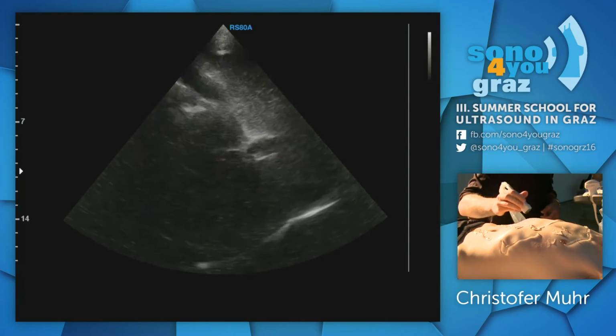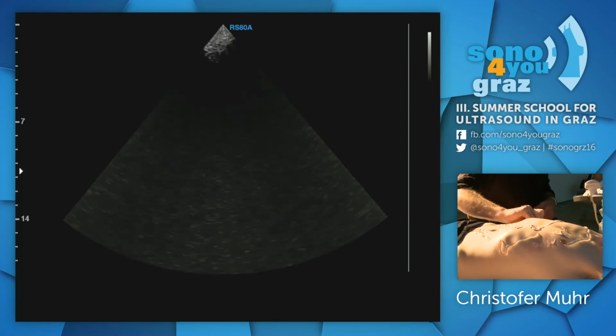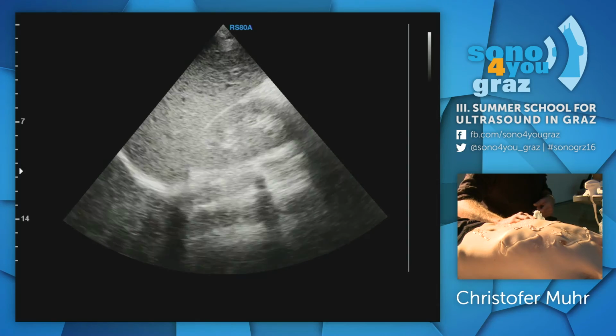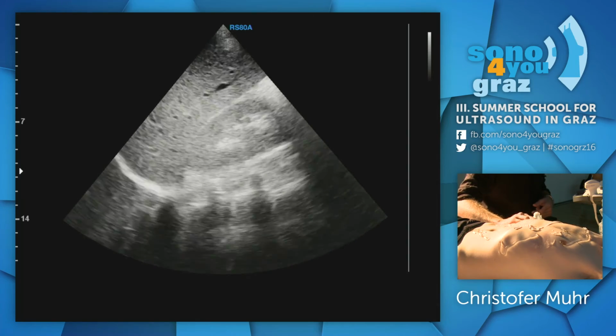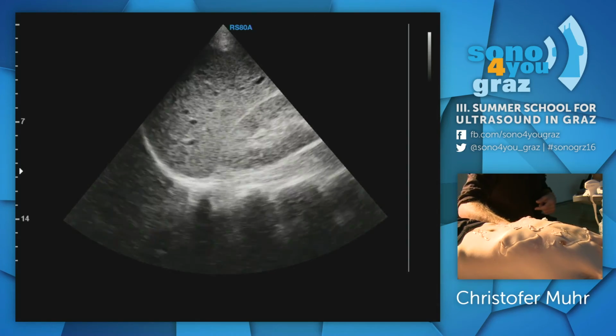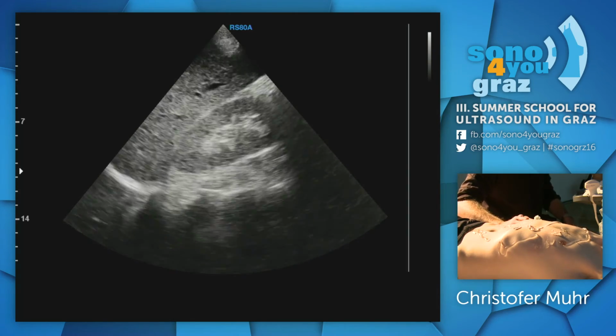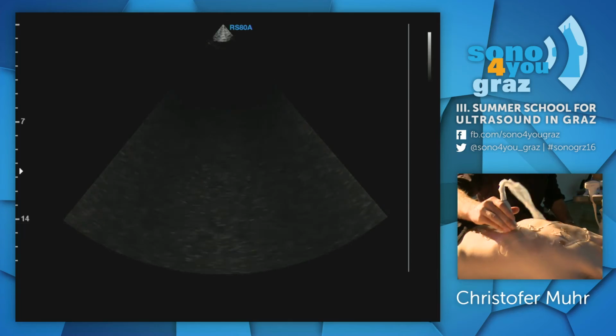Then, Morrison's pouch. I'm using the cardiac probe, so we're going to do it like this. Okay, it looks nice here. No signs of peritoneal fluid, and there's no pleural effusion either. I'm happy with this. Are you happy with it? Okay, good. Next.